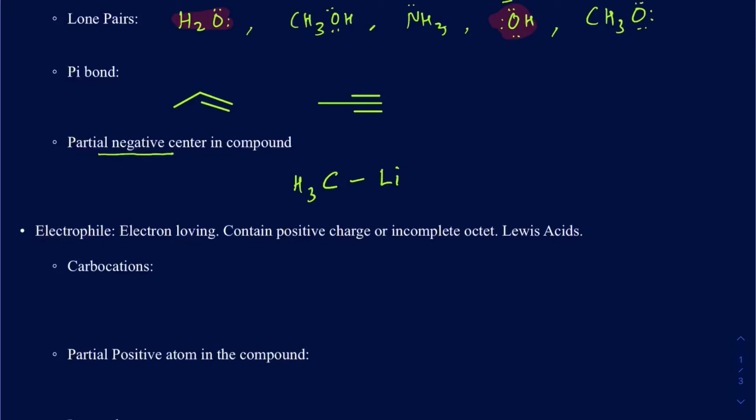So as a result, this bond is more likely going to behave as an ionic compound, where lithium is more prone to lose electrons. So it's going to have, you can even say, a full positive charge, or let's say a partial positive charge, since it hasn't lost electrons completely.